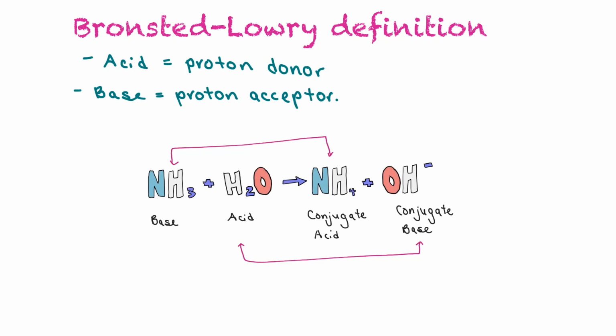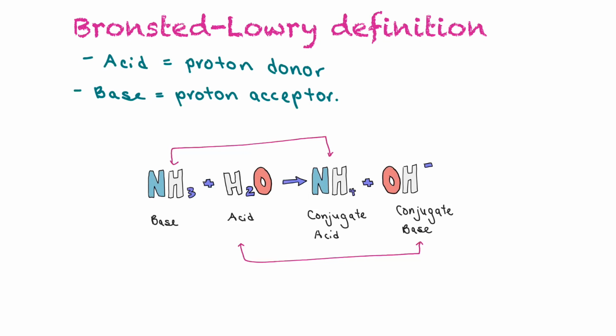So the Bronsted-Lowry definition of acids and bases is that acids are proton donors and bases are proton acceptors. So when we look at this example, we have ammonia. It's going to accept a proton from water. So it's going to be the base and water is going to be the acid.